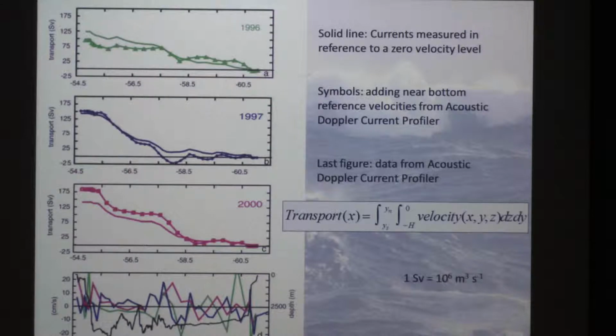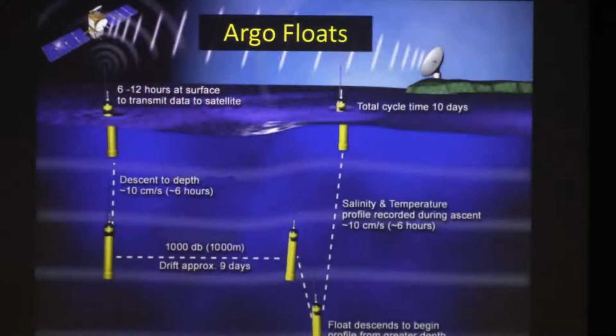And so there's been a lot of effort to use either satellite measurements, autonomous in situ measurements, and data assimilating models to understand this problem. And so I'm going to focus mainly on the observations. All right, so how do we get that reference velocity at depth?